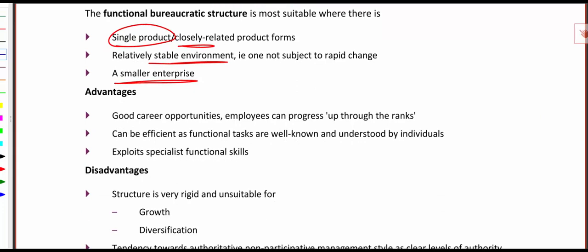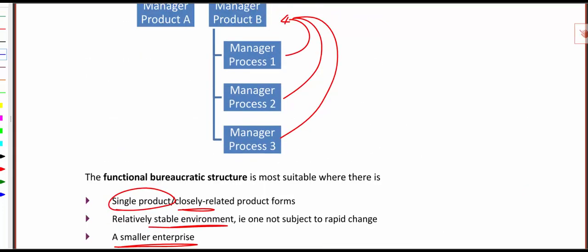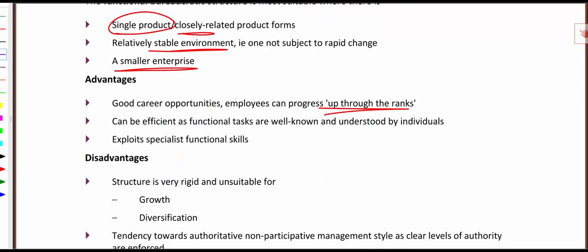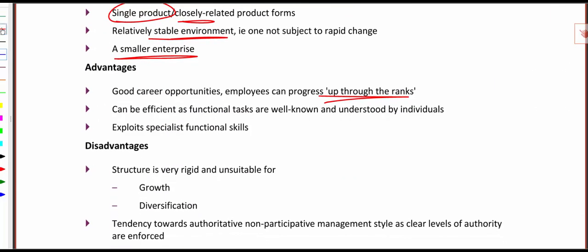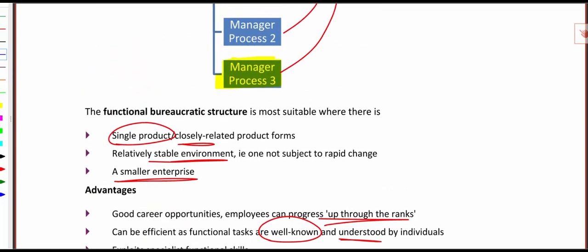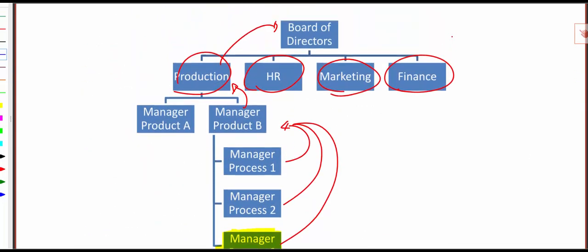Advantages then, so absolutely there's a place to go. So if I'm manager of process 3, for example, I know with a bit of hard work and a bit of luck I could end up as manager of product B, for example. So I know that there's a place for me to go within the organization. It tends to be efficient, so functional tasks are well known and understood. So this is where the structure and the standardization comes in, and then it exploits specialist functional skills. So let's have a look at our departments here. Well, absolutely, you'd expect the people in your finance team to have fairly specialist skills.